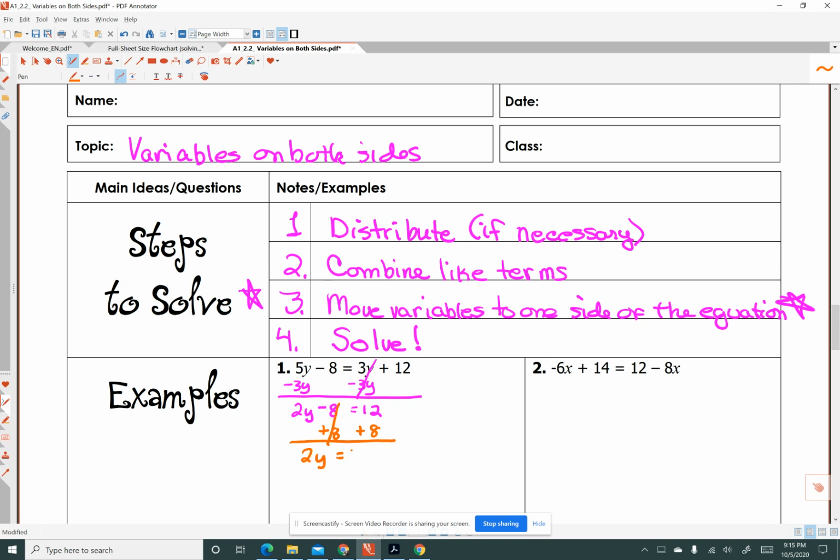2y equals 20. And now I look and I say, what is happening to y? Y is being divided by 2, so I will multiply by 2. Whatever I do to one side, I do to the other. And I now have y equals 20 divided by 2, which is 10. And as always, you can substitute your answer, reevaluate your equation, and see if you get 10 equals 10.